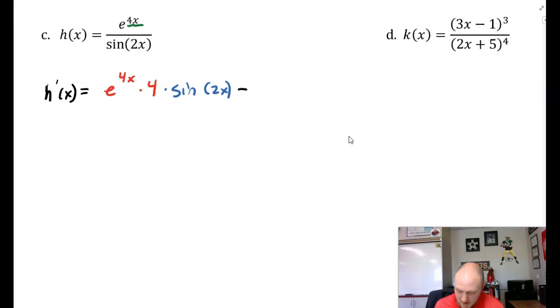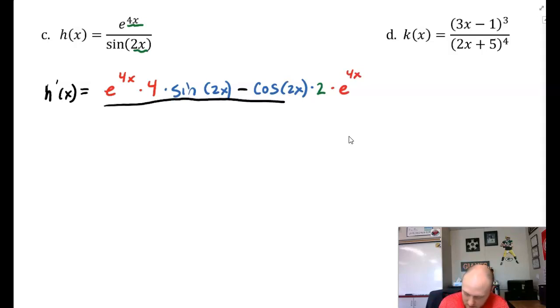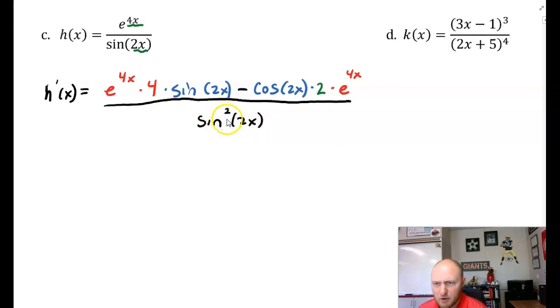Okay, minus the derivative of the denominator. So that will be cosine of 2x multiplied times the derivative of the inside there, which is 2. So multiplied times 2, times the numerator, e to the power of 4x. And all of this is over sine of 2x squared. And just with trig notation, right, anytime we square a function, we put that power of 2 right there. Maybe I won't put it there for now. Maybe I'll do this. And then I'm going to go ahead and rewrite this.